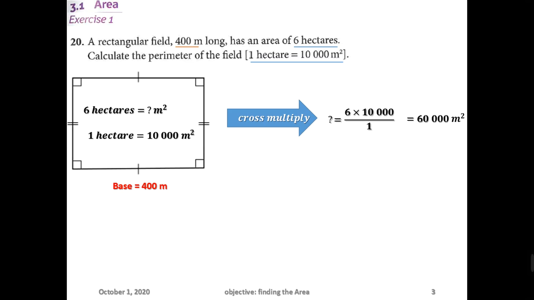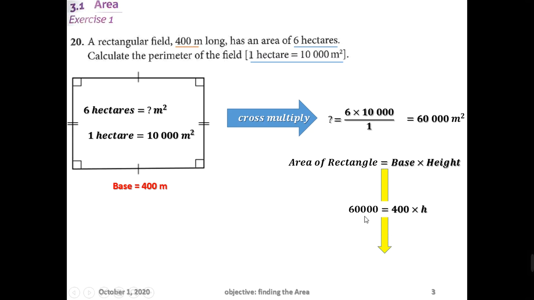So you're going to say area of the rectangle is equal to base times height. So we write the rule and then we substitute in the rule. So we replace the area of the rectangle with 60,000 meters squared and the base with the number 400 meter. And we give the height an initial of h.